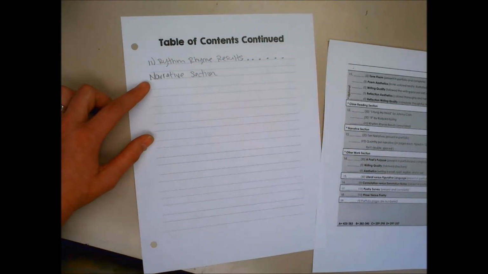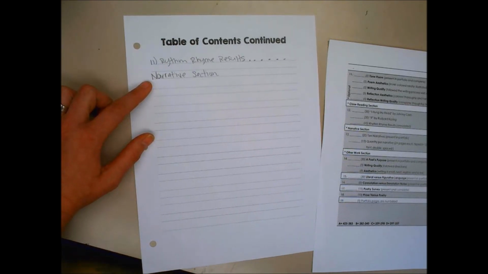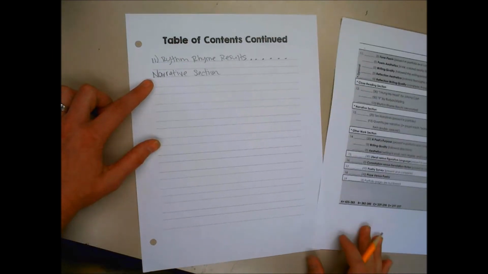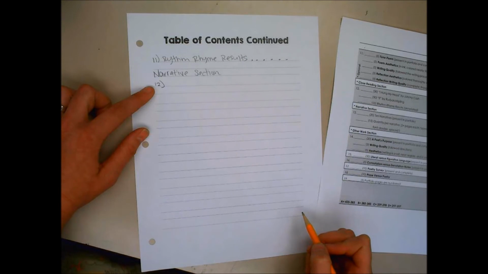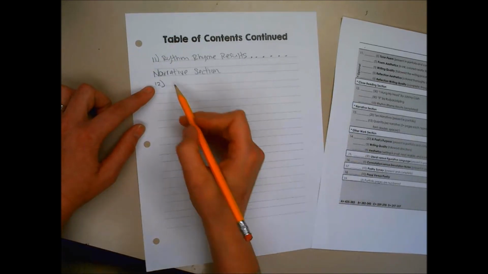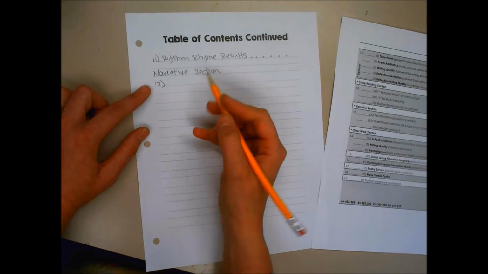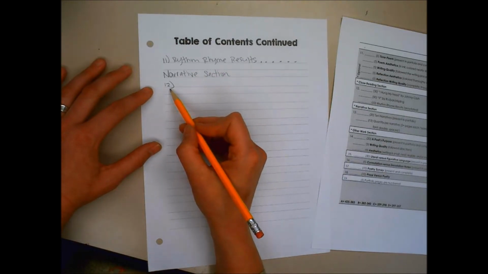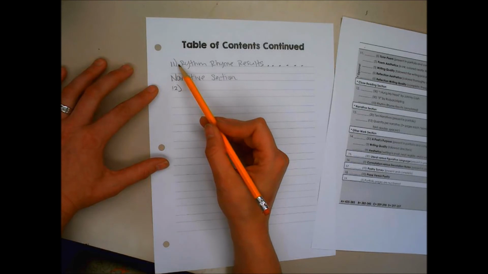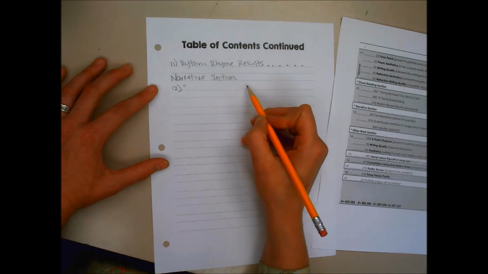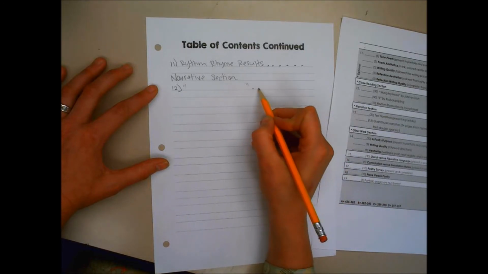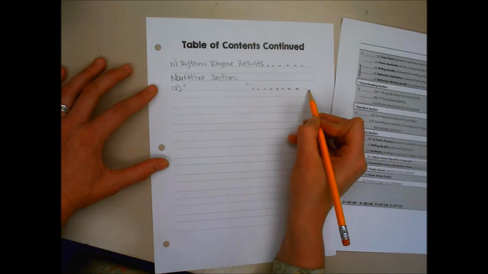If yours does not have a narrative section, for example, if your class was not assigned narratives inside of your portfolio, then you do not need to include this section. If your class does have a narrative section, you're going to include the title of each of your narratives. So for example, mine, I go from rhythm, rhyme, results for number 11, and then the narrative section, the 12. And then right here, I'm going to put the title of my short story, my first short story, and put dots all the way out to the edge and wait for the page number.